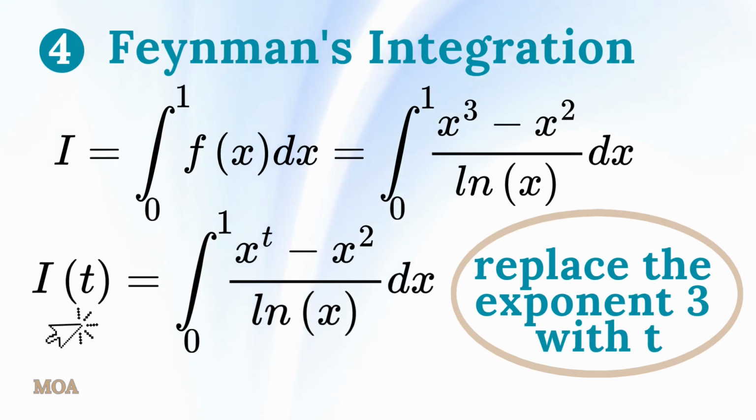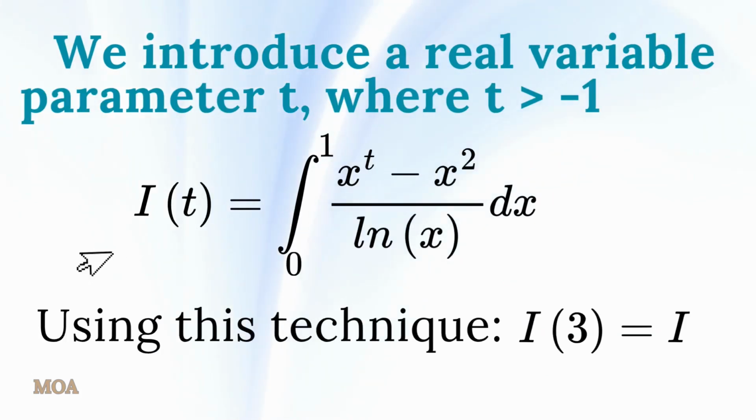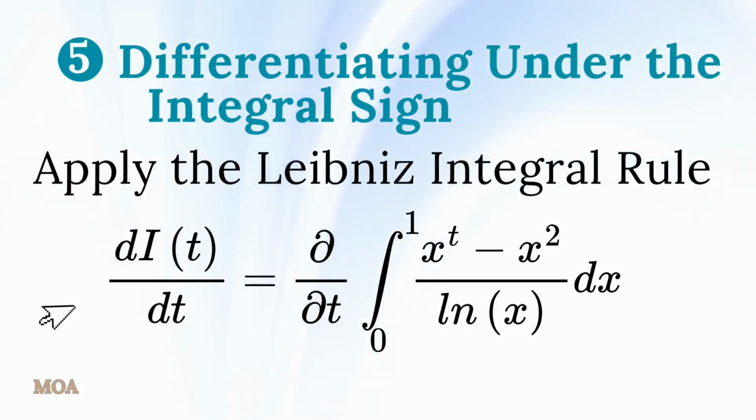To apply Feynman's integration technique, we replace the exponent 3 with a continuous parameter t. We then construct a new function, I(t), defined as the integral from 0 to 1 of (x^t - x^2) divided by the natural logarithm of x with respect to x. Using this technique, our original integral, denoted by I, simply corresponds to the function I(t) evaluated at t equals 3. We now apply Feynman's technique by differentiating I(t) with respect to the parameter t.